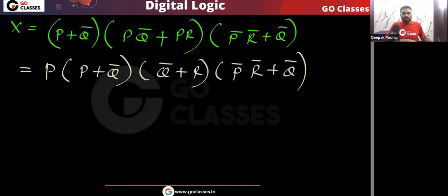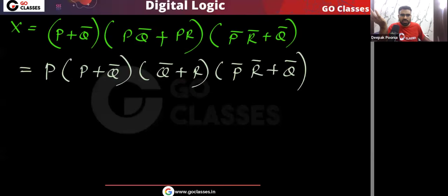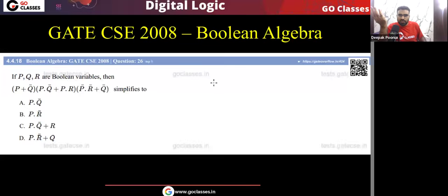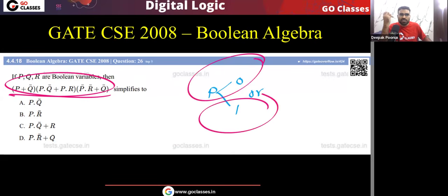Okay, that's it. Now remember, the question is asking that this expression that you have, this simplifies to which expression? So you can solve this question using the case method. You can create two cases, because remember, this P is a Boolean variable, so either it will be 0 or it will be 1. So two cases you can create. One case is P equal to 0, another case is P equal to 1. Notice one thing, if this expression is equivalent to some expression, then remember, in both the cases, both the expressions must give the same output.